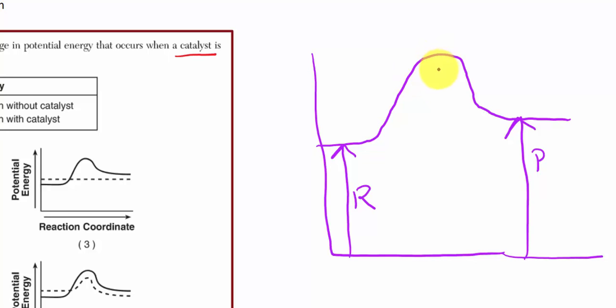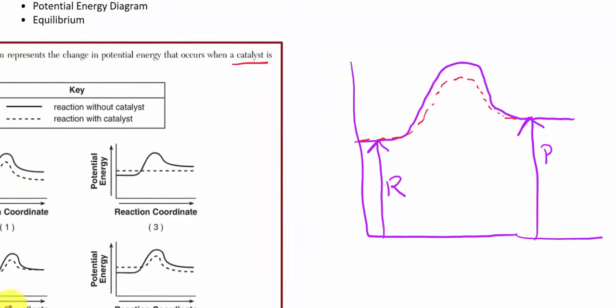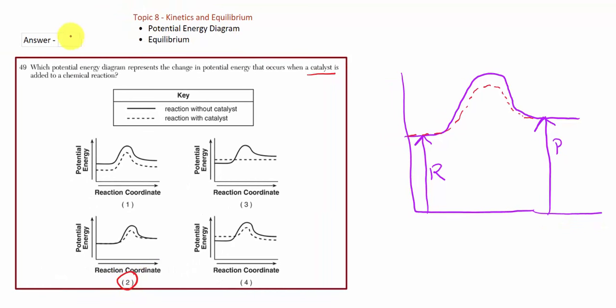Lowering the activation energy means that instead of having to go all the way up to the top of this curve, we're going to have a top to the curve that's a little bit lower. So we're going to start in the same place, go to a height of a curve that's a little bit lower than it was, and when we come back down, we're going to end in the same place. That matches graph number 2 very exactly. The others are just decoys.